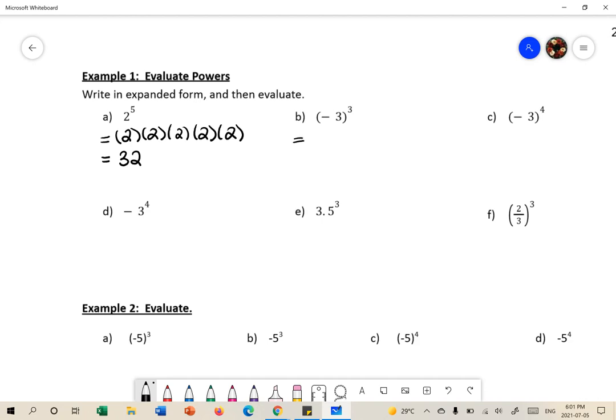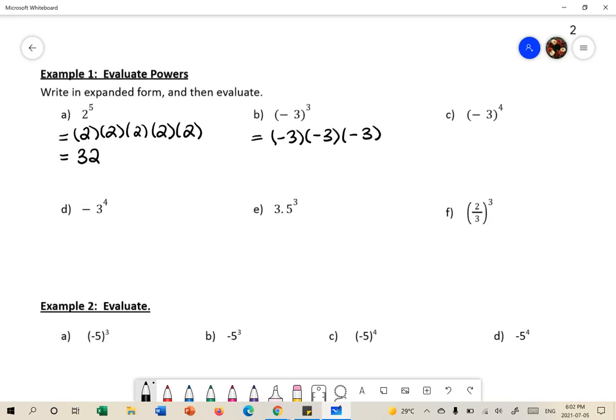Next, negative 3 cubed. This is the same as negative 3 times negative 3 times negative 3. I'm going to simplify the first two negative 3's. So negative 3 times negative 3 is positive 9. And then we're going to multiply that by the last negative 3. So now we're multiplying a positive and a negative together. So my answer is going to be negative, and then 9 times 3 is 27.